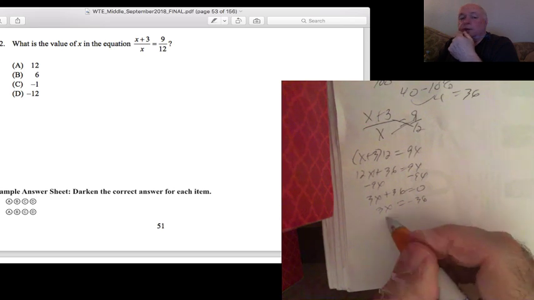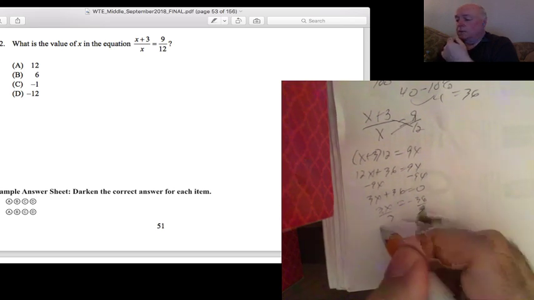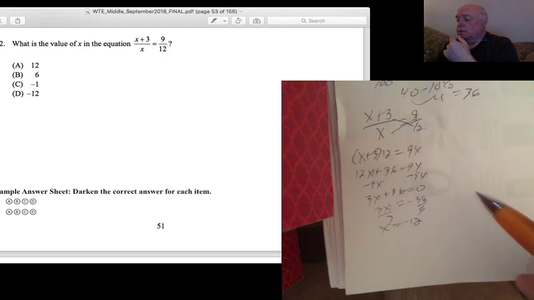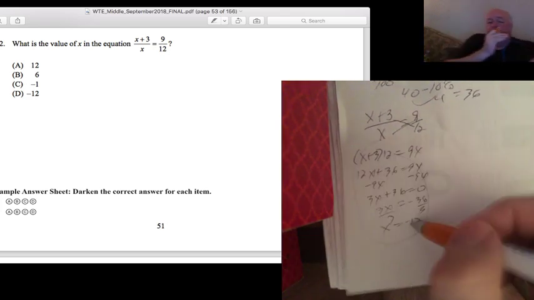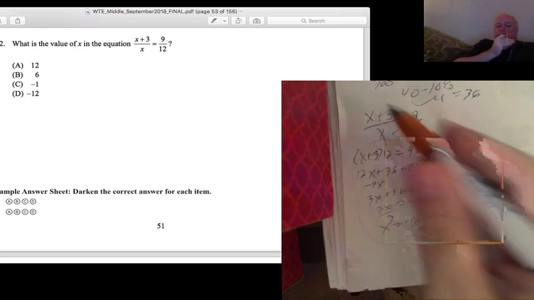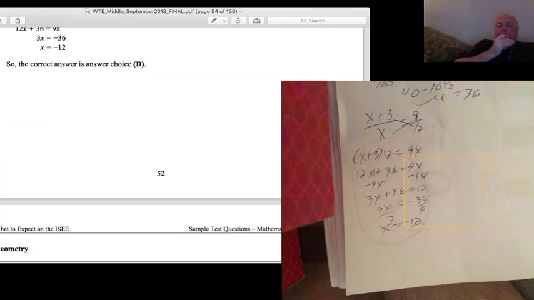Again, even though we already brute forced it, if you were only using this technique, you would still take the minus 12 and feed it back in. And we just proved that minus 12 works there. All right, so that's that one.